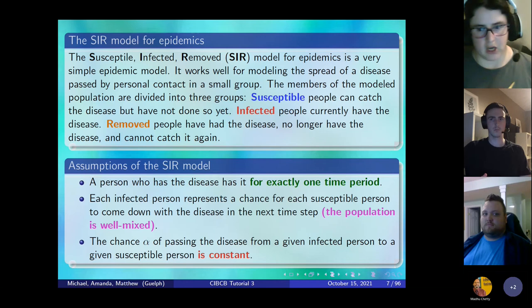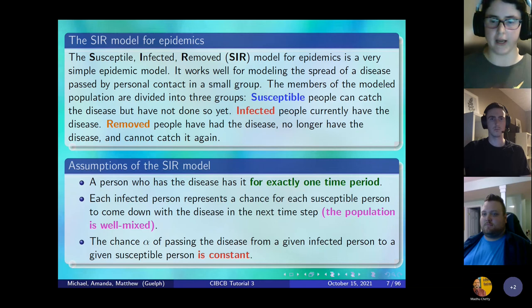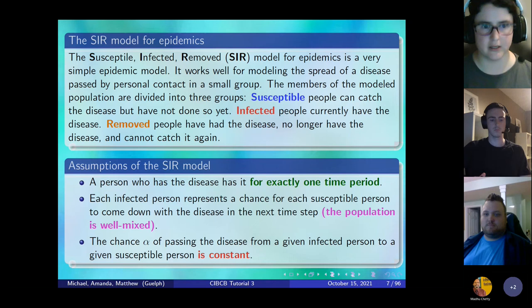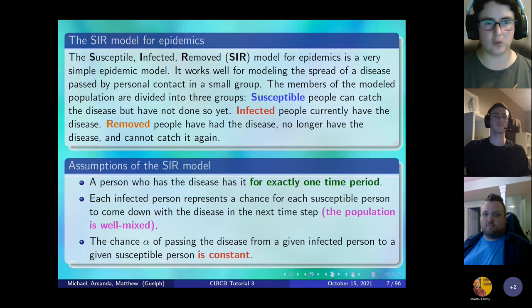So back to talking about pandemics, there's a couple of different models that can be used to try and model how epidemics progress. One of them is the SIR model, in which individuals can be susceptible, infected, or removed. Basically, this divides the population into three groups. Susceptible individuals are those that can catch the disease and haven't done so already. Infected people are the ones that currently have the disease. And removed people are people that have had the disease and are not able to catch the disease again.